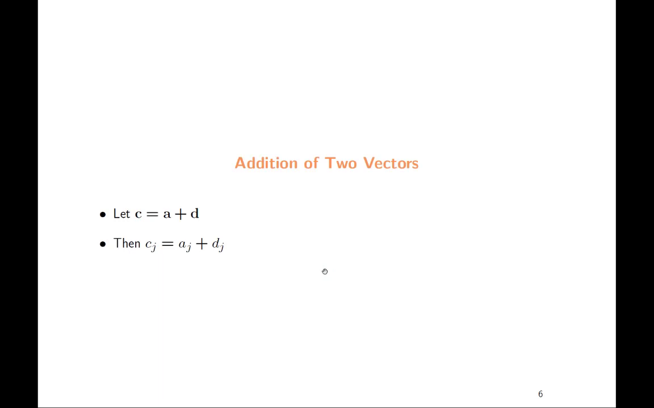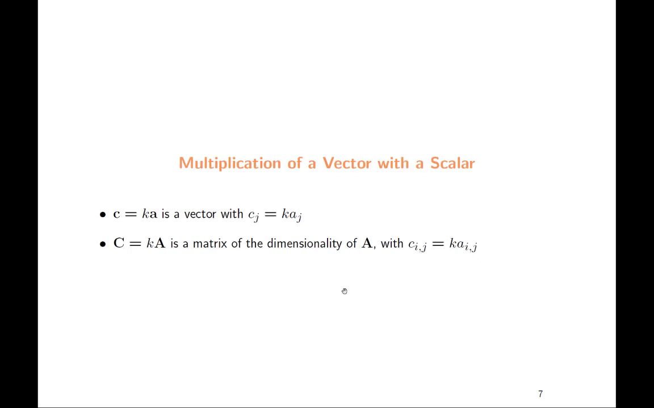Addition of 2 vectors is simply the addition of the elements. So if C equals A plus D, then the component Cj is the component Aj plus Dj. We can also multiply vectors with a scalar, so with a simple number. So C equals k times A is a vector with Cj equals k times Aj. So each component is simply multiplied by the scalar. And same with the matrix. C equals k times A is the matrix of the dimensionality of A with Cij equals k times Aij.